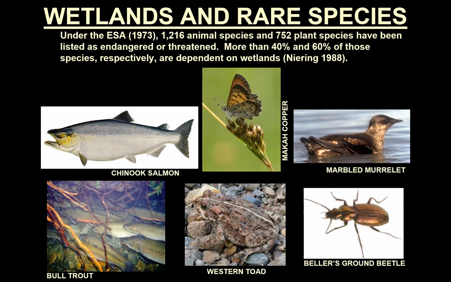If I was in a live lecture with you, I would quiz you on what animals those might be, but we could easily refer to fish, of course, things like Chinook salmon and bull trout, which are listed under the Endangered Species Act. The Mackenzie copper, a native butterfly known from just a few wetland locations on the Olympic Peninsula coastal plain. The marbled murrelet. The western toad, of course, requires aquatic environments and wetlands. And then Beller's ground beetle, a very rare beetle found in just a handful of places in BC and Washington, an invertebrate that spends its entire life in bogs and fens.